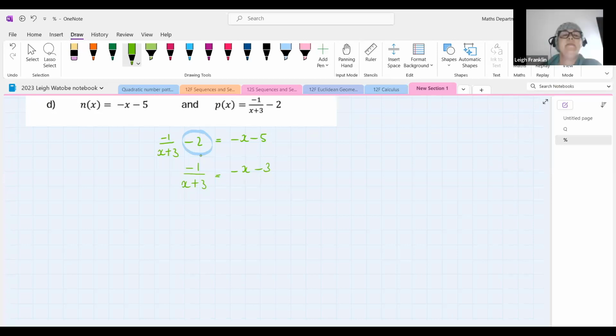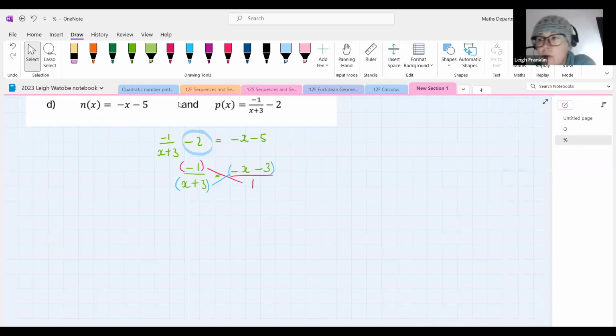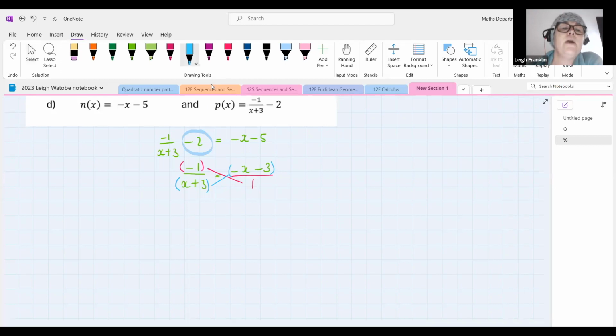Okay, once you have done that, the easiest thing for you to do now is to cross multiply. Remember, this is over 1. So you're going to cross multiply that 1 and that -1, and you're also going to cross multiply the x plus 3 with the minus x minus 3. Okay, so cross multiplying is a method to solve equations. It's not how we multiply fractions. When we multiply fractions, we multiply numerator with numerator and denominator with denominator, but we cross multiply to solve equations because cross multiplying is the same as multiplying both sides by x plus 3.